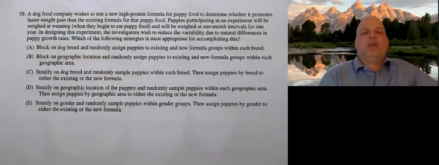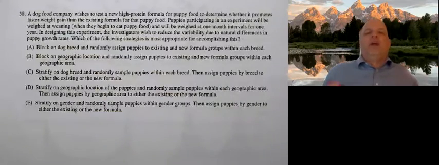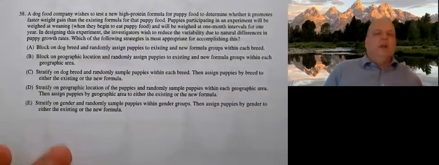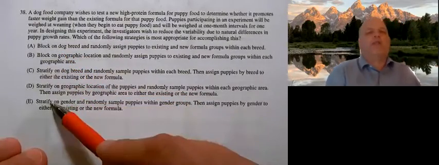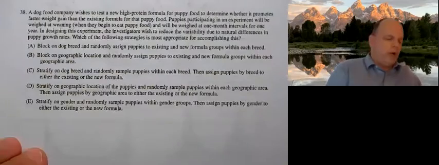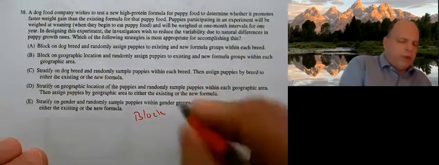In designing this experiment, the investigators wish to reduce variability due to natural differences in puppy growth rates. Which of the following strategies is most appropriate? Okay, so when I look at this, I see block and I see stratify. That's really important here. We block for experiments.